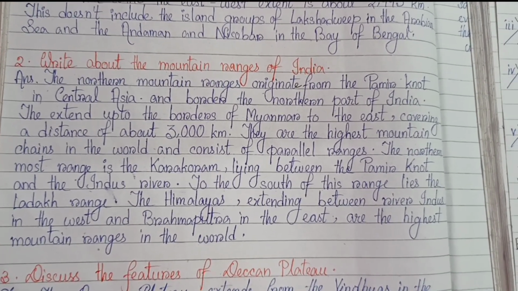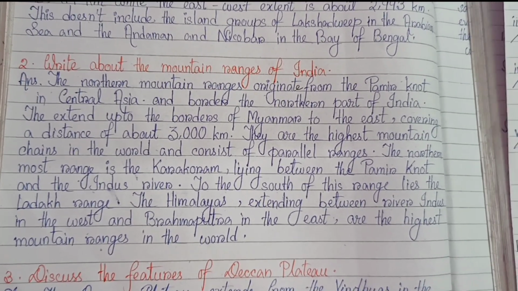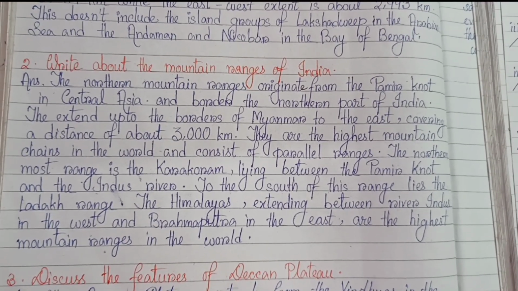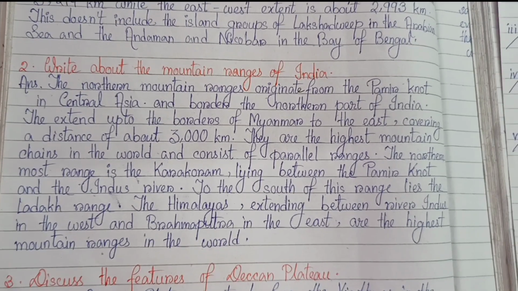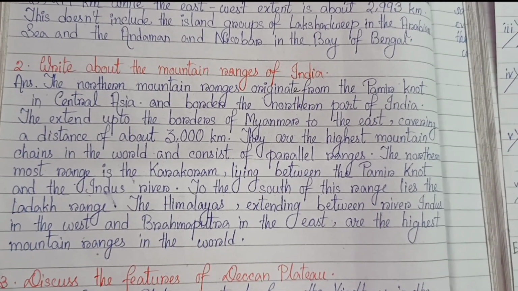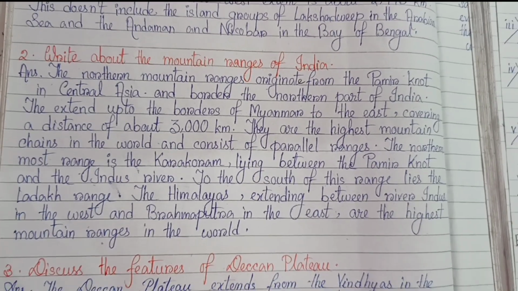The northernmost range is the Karakoram, lying between the Pamir Knot and the Indus Valley. To the south of this range lies the Ladakh range. The Himalayas, extending between the river Indus in the west and the Brahmaputra in the east, are the highest mountain ranges in the world.